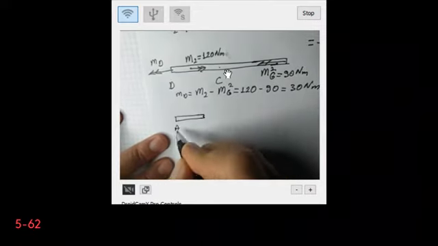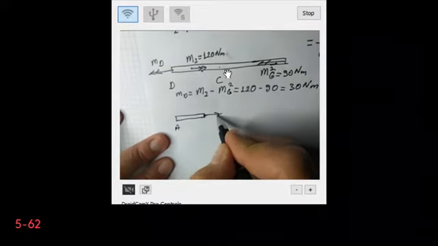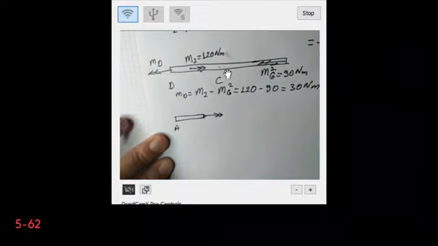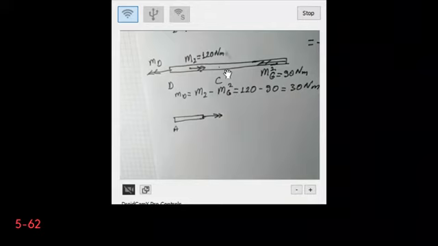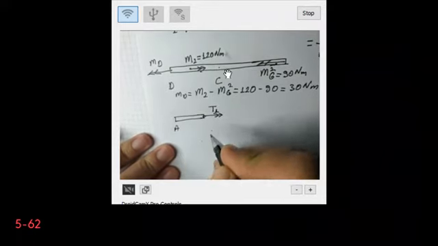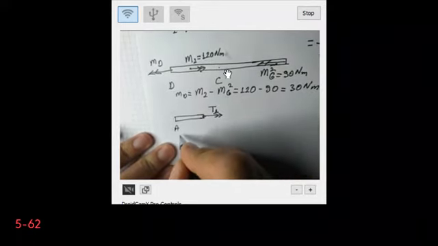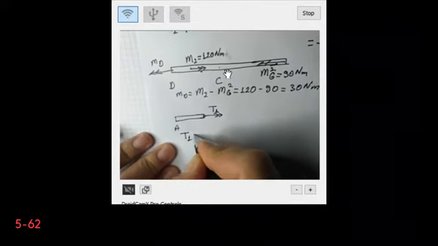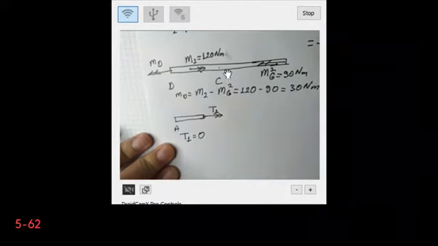This is my point A. Remember that I always take the direction of the internal torque normal to the cut and towards the outside of the piece that I've cut. So I will say that this is T1. Certainly the sum of the moments has to be equal to 0. As a result, T1 is equal to 0.